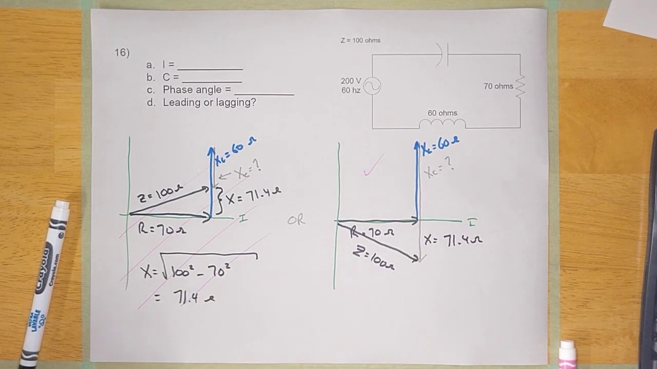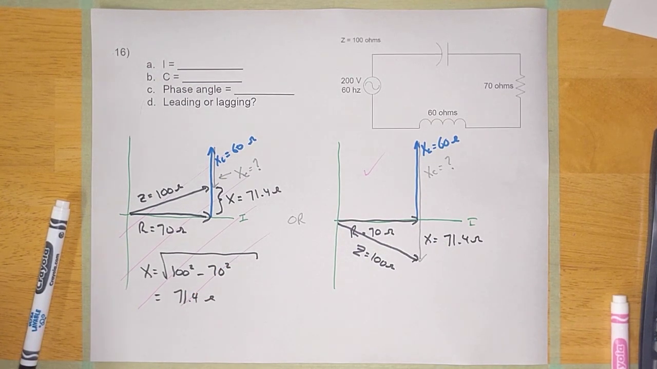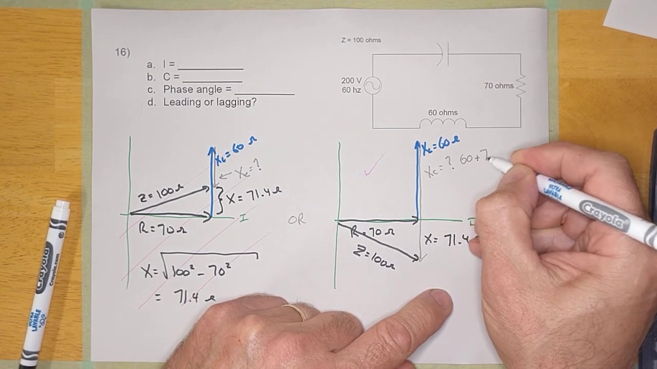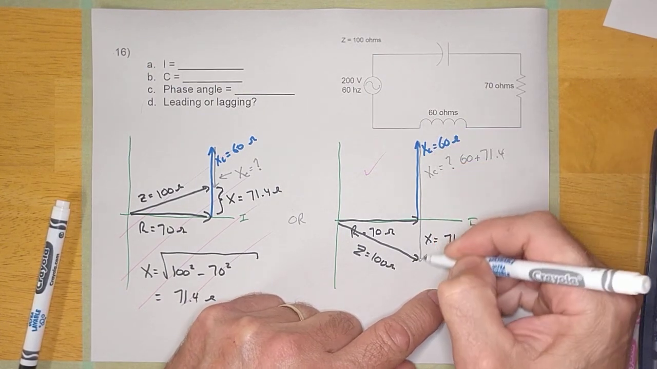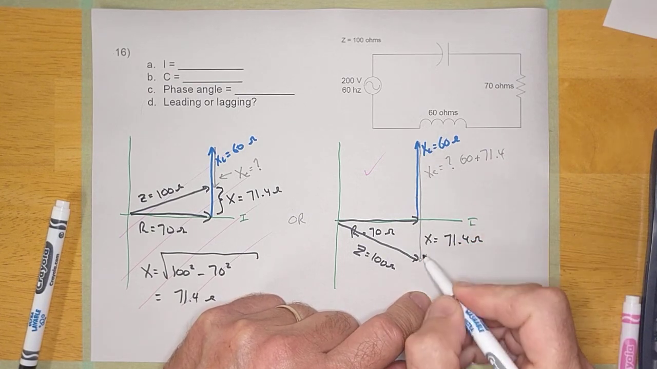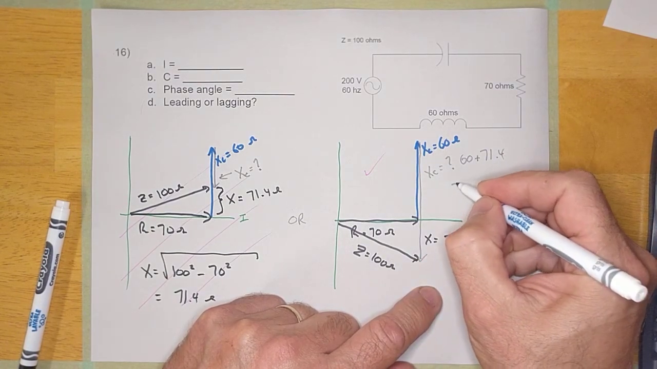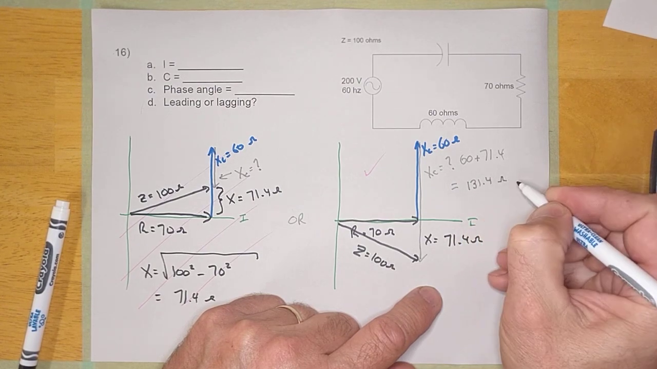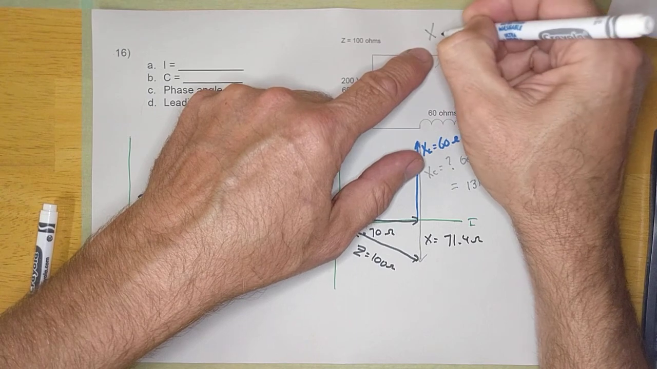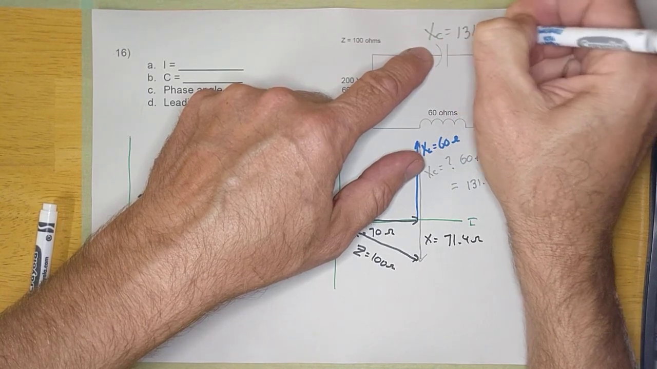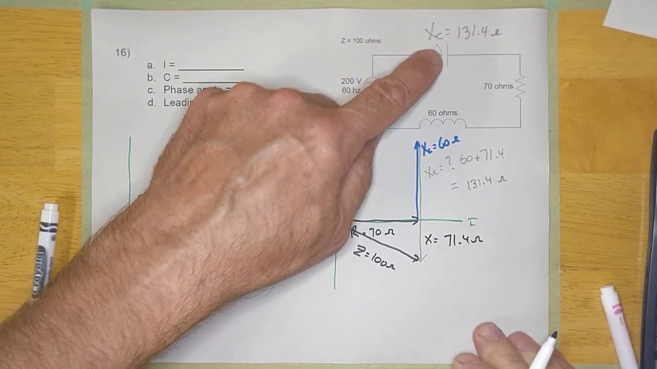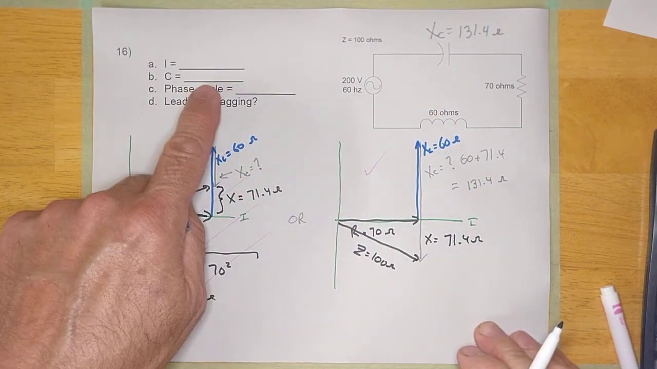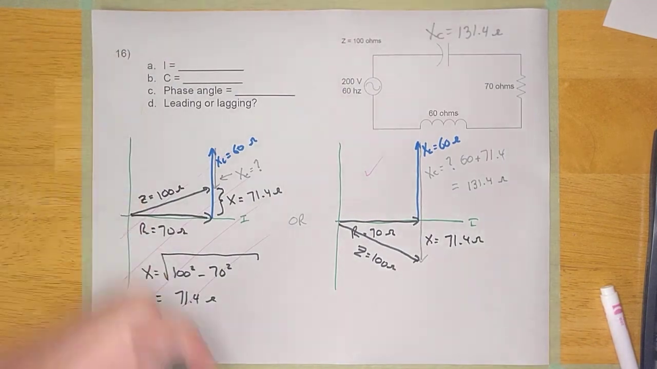Now, I can calculate XC here. It's going to be equal to 60 plus 71.4. You can see that gray line is that whole blue line plus this little bit right there. And if I add those together, I get 131.4, I do believe, ohms, okay? Which means we've calculated this right here: 131.4 ohms right there.